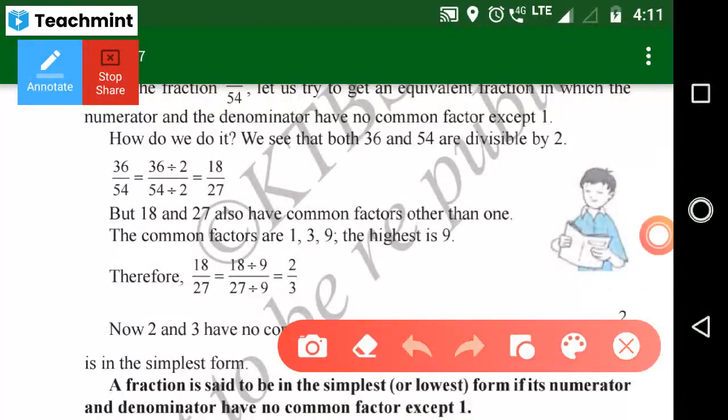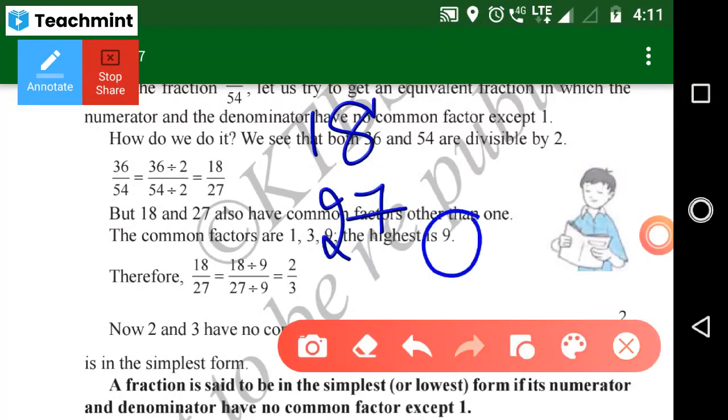Here both the numbers have common factor 1, except 1 it has, listen carefully, 18 and 27 have common factors other than 1, that is 1, 3, 9. So the highest common factor is 9. So that's why we can consider that one. You just divide 18 and 27, then you will get the simplest form.